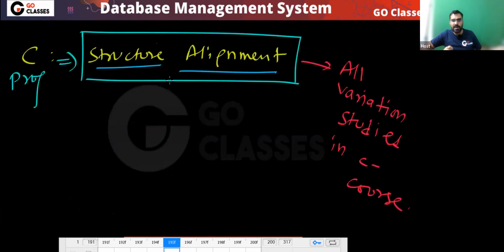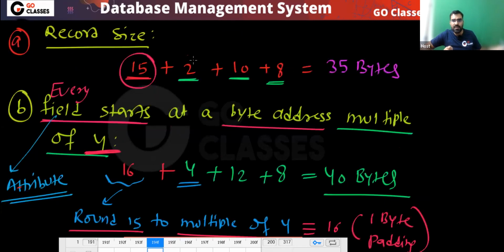In structure alignment questions, can you notice this type of question we ask, like every field should start at a multiple of its own size? Yes or no? In structure alignment, this variation we have done, that every field should start at a multiple of its own size. Like the integer should start at a multiple of 4. Float should start at a multiple of 8.